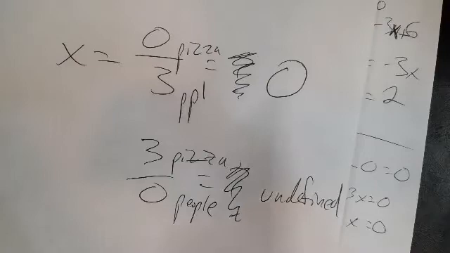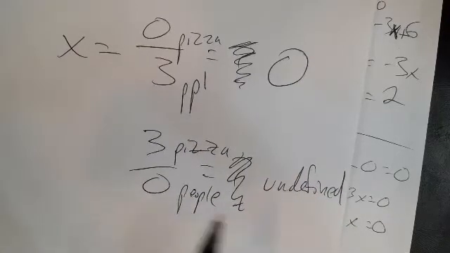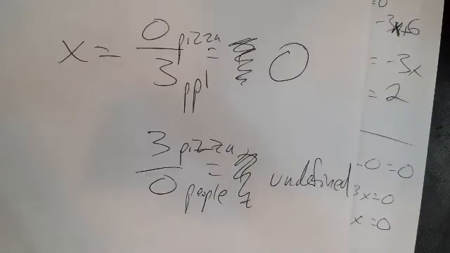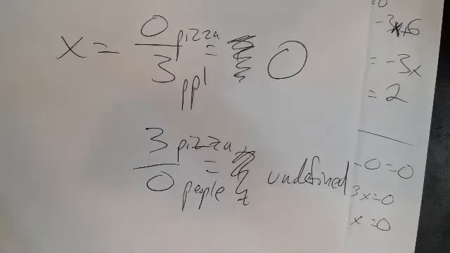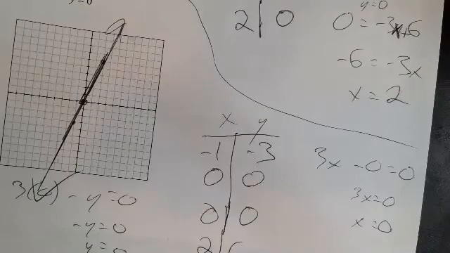So 0 over 3 is 0. We can divide 0 evenly into however many people. We can have no pizza. Each person's going to get no slices of pizza. We can have 3 pizzas and no people, and then you're just asking silly questions that don't even make sense, right? So this is sort of like the first commandment of math, right? Thou shalt not divide by 0. You unravel the universe, I think, is what happens.